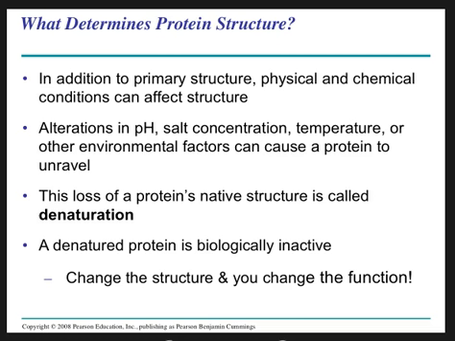Our next slide is what determines a protein structure. So in addition to the primary structure, we have physical and chemical conditions that are going to affect the structure. Alterations in pH, salt concentrations, temperature, and other environmental factors can cause a protein to unravel or to fall apart. When a protein loses its original, or what we call its native structure, that process is called denaturation, or you'll hear that the protein has become denatured. It's not in its natural native state.